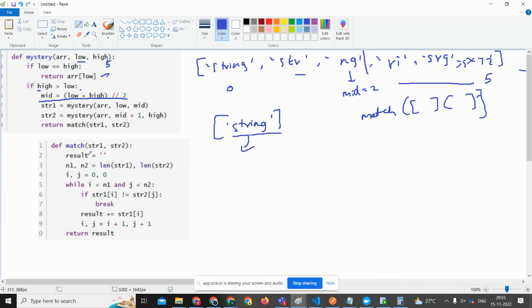First, what is string 1 and what is string 2? String 1 is basically the left part of the array. No, I think they're calling it again, no? It's calling the mystery again. Yeah, exactly. Until you get one element in the array, correct. Until you are left with one element in the array, you keep doing this.